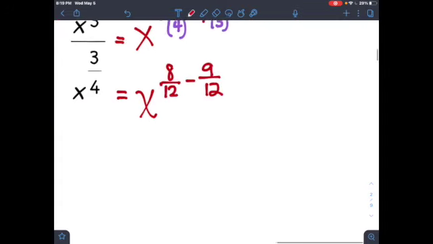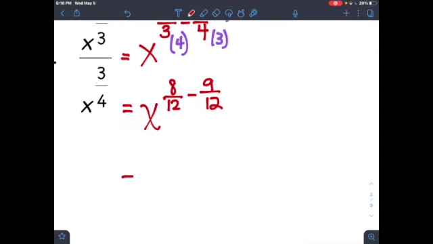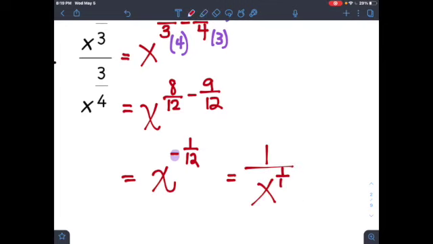If you worry about that being negative, don't worry. We can figure out the rules to make it change. So that becomes negative 1 over 12. Because of that, we don't want a negative exponent. Flip it. This sign flips: 1 over x to the 1 over 12 power.